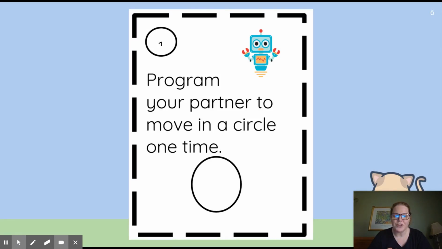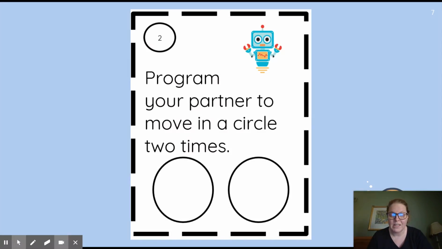Now, first thing you're going to do is program your partner to move in a circle one time. A circle is like 360 degrees. They're making a turn almost 4 times. So if you say, program your partner to move in a circle, you say turn left, turn left again, and turn left again. So they have moved in a circle. Or you can say turn right, and they're going to turn right again, and again, and again. Now program your partner to move in a circle 2 times.